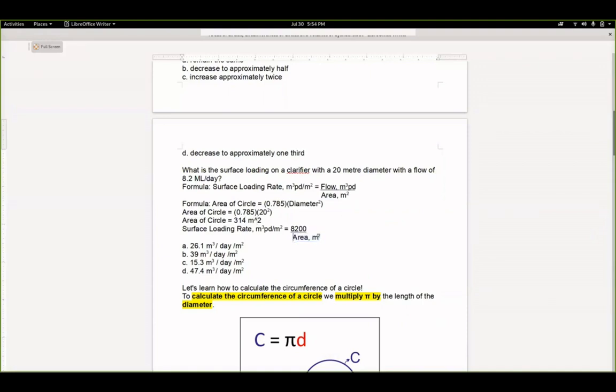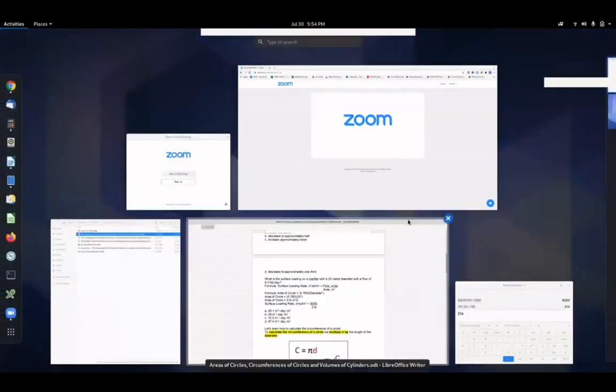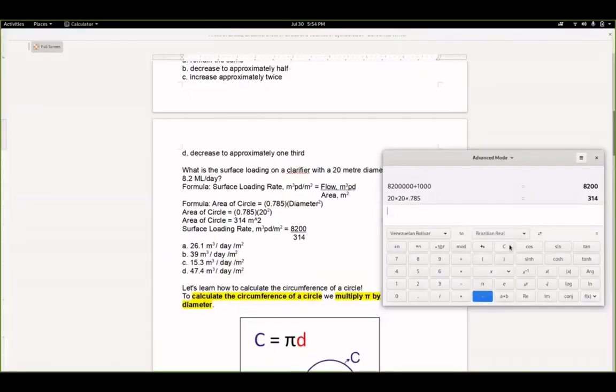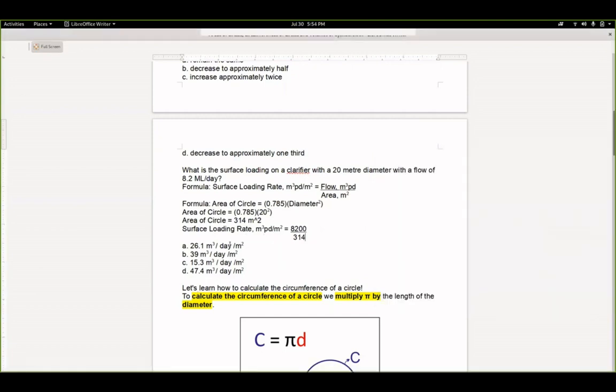So 8,200 divided by 314. So now we do that calculation to get the surface loading rate. And we get 26.114, so the closest one to it is answer A, 26.1.